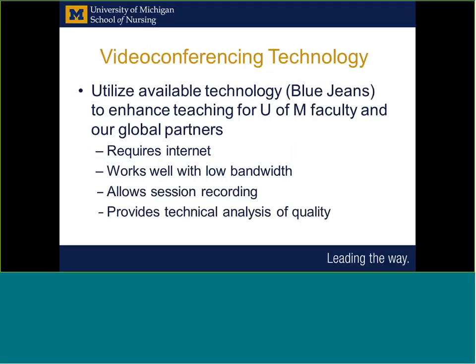The video conferencing technology that we use is BlueJeans. It is a software that has been obtained by the University of Michigan, and it enhances teaching for U of M faculty and our partners.